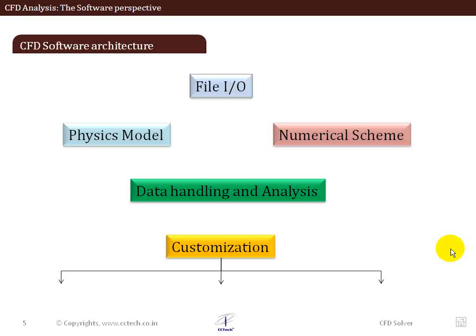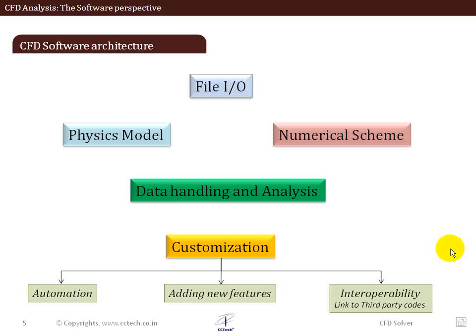And finally, that's one feature which often people are looking for, that's customization. So we should be able to customize the given software in three terms. First of all, we can automate the process. We can minimize the user intervention. In other cases, we can add new features. That can be done using some user-defined functions or some subroutines. And the third feature of customization is about how you can operate it together with a third-party software.